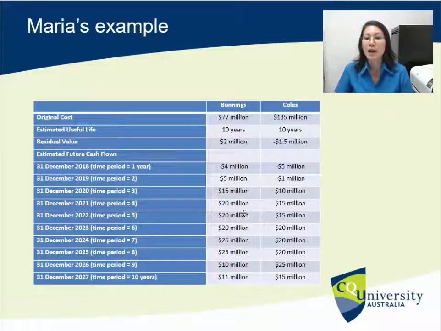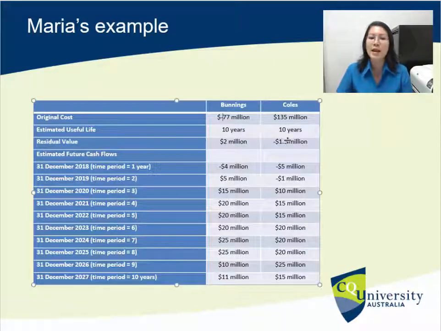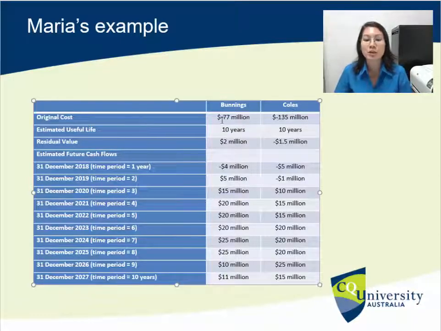So I've just made up these figures. Literally, I put the original cost in of 77 and 135. When I enter these into my Excel spreadsheet, I need to enter them with a negative inside because they are an outlay. This is the cost, so it's an outgoing cash flow. It's a negative cash flow. So when I enter them into my Excel spreadsheet, I need to put that negative there. The estimated useful life for each is 10 years.